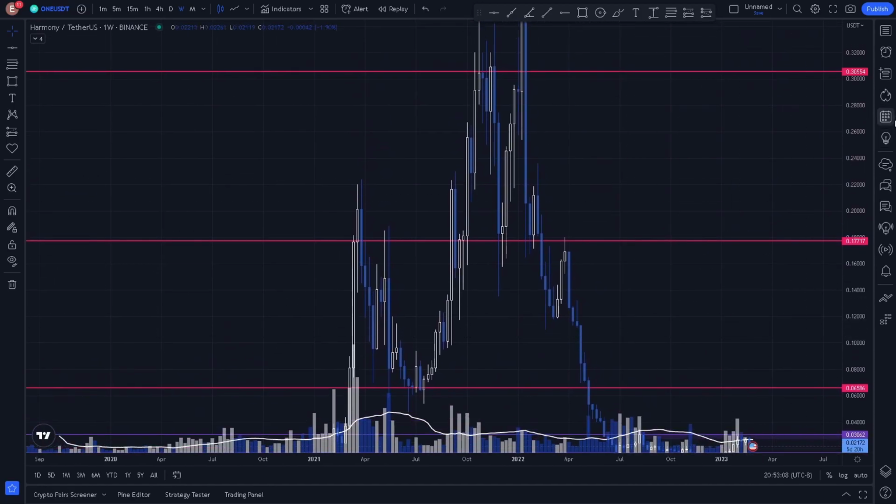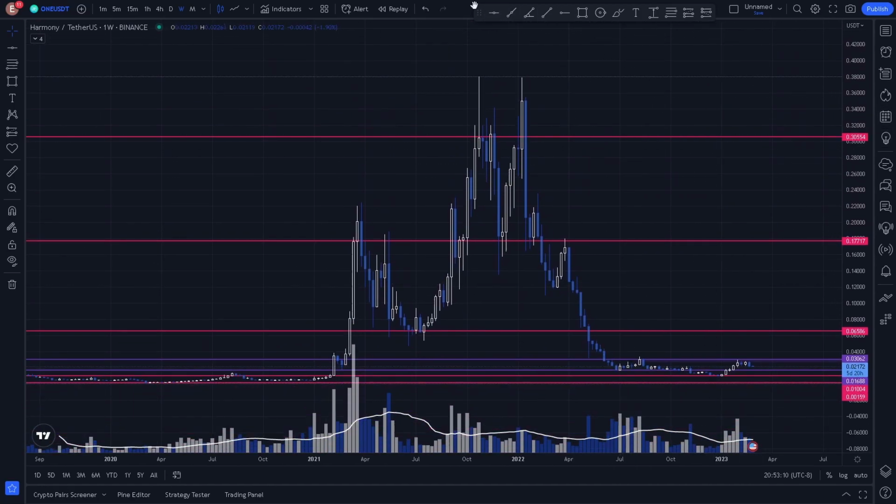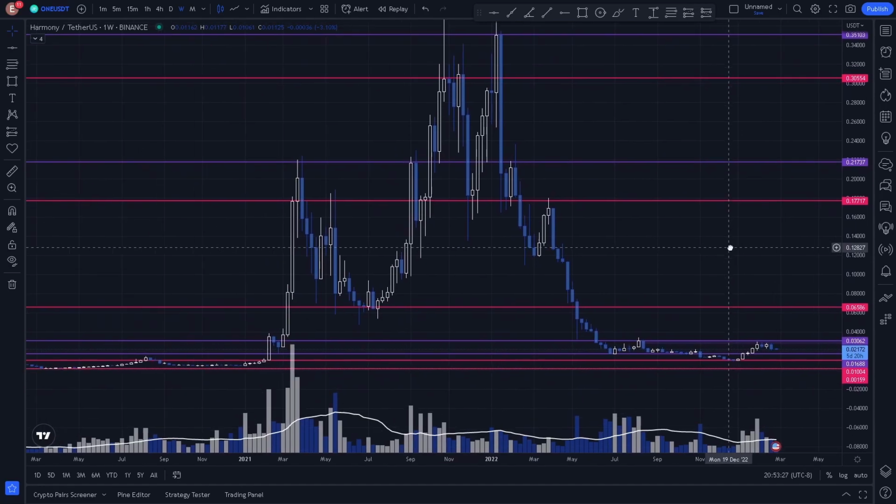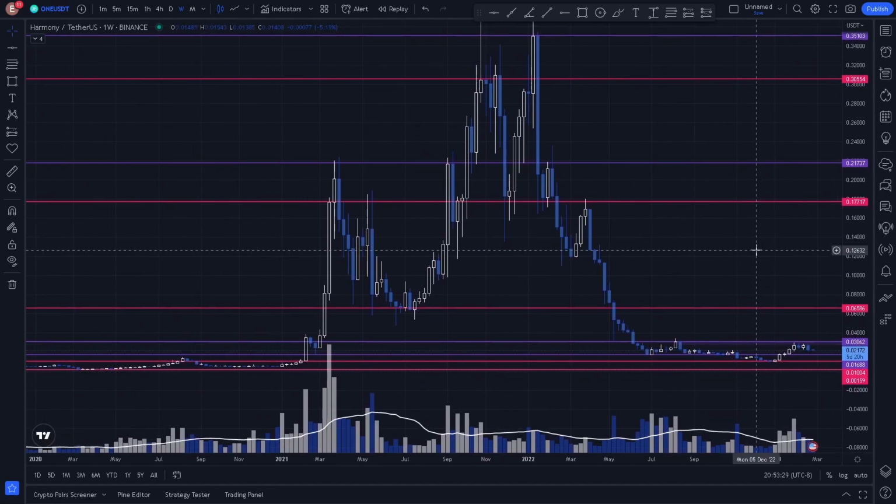So, what else do we see? We notice multiple reactions acting as resistance and support to this key level right here. We can also go ahead and plot our weekly swing high here. So, looking at our chart, these are all of the key levels plotted on the monthly and weekly time frame.